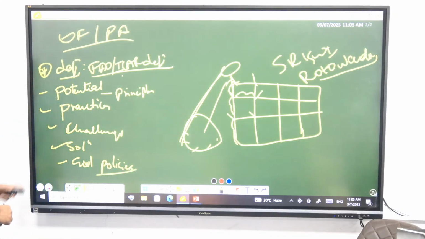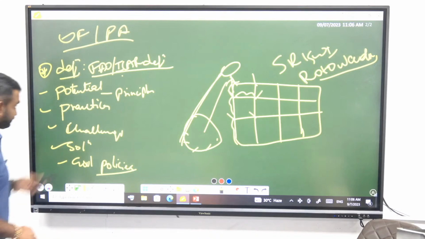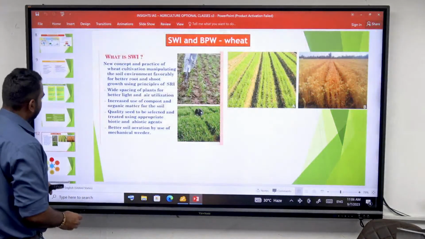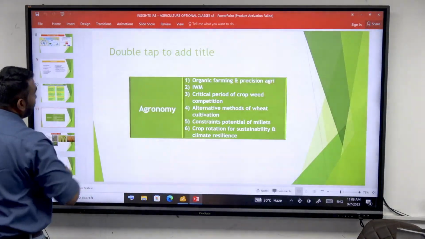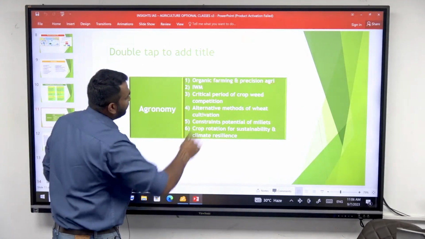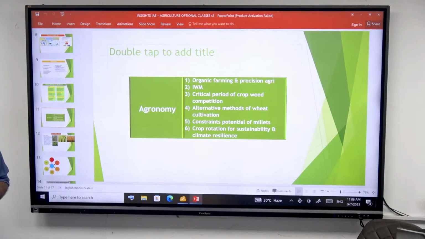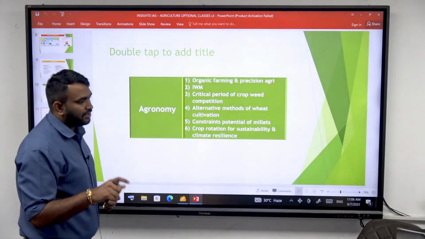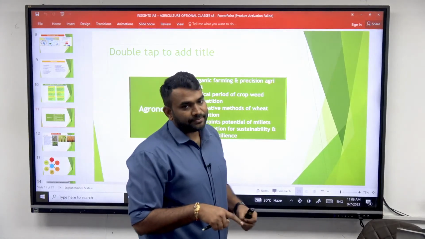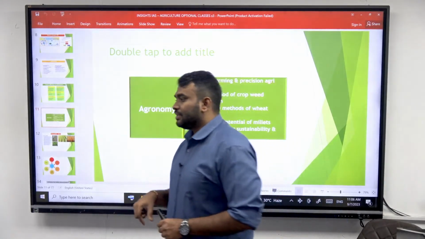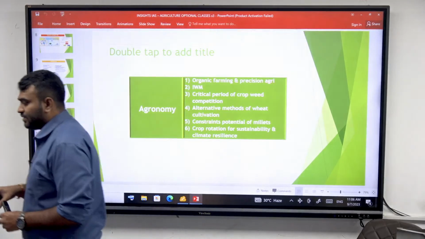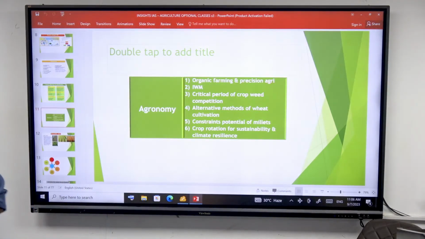So these are the headings you should be covering under organic farming and precision farming. Apart from that, what are the other things we have? Critical period of crop weed competition, I just explained. For at least the major crops, it is usually 15 to 30 days, so that is the critical period. If there is a specific difference for some specific crop, do know that. Also know the impact of weeding and the maximum yield it will return. That one example you should know.